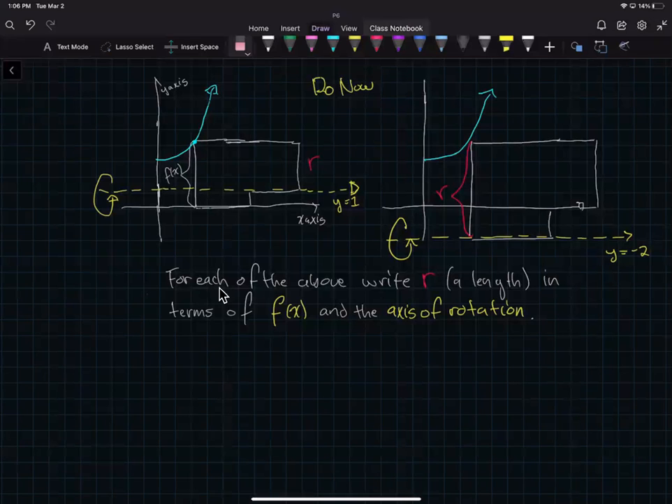Okay, so the do now is for each of the above, write r, which is a length, in terms of f of x and the axis of rotation. In this case, for number one, the axis of rotation is y equal to 1. So I'm asking for what is r? So what is the length of this r?